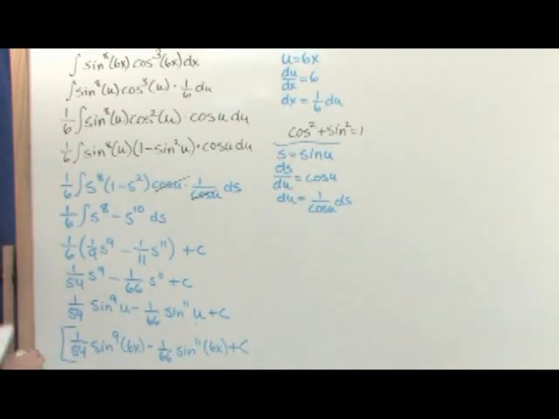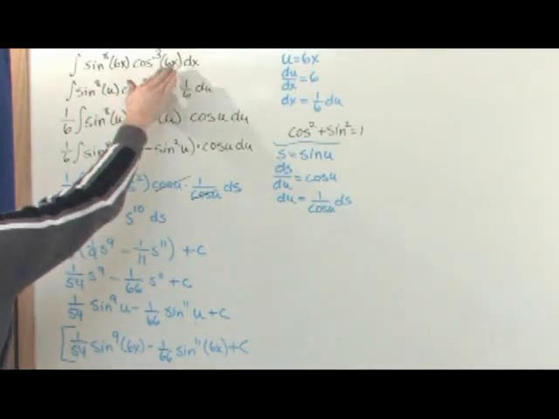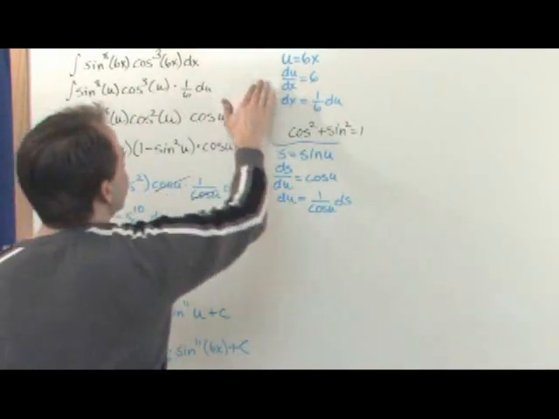And that is the answer. 1 over 54 sine to the 9th power of 6x minus 1 over 66 sine to the 11th power of 6x plus c. So it's the same kind of thing. You just go methodically. I wanted to get rid of the middle things here, so I chose a simple substitution to get rid of that.